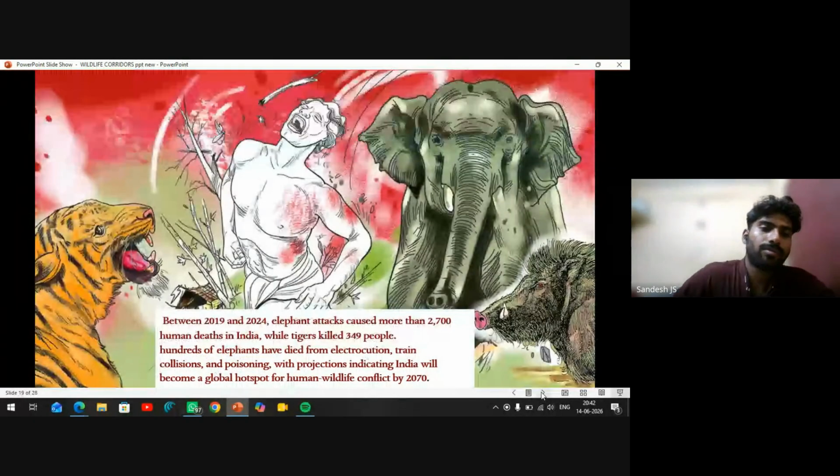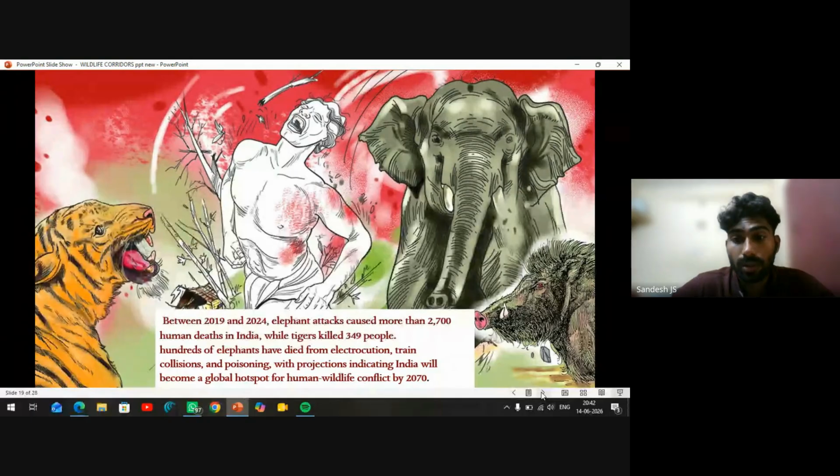Between 2019 and 2024, elephant attacks caused more than 2,700 human deaths in India, while tigers killed 349 people, and hundreds of elephants have been electrocuted or killed by trains and poison. As per a recent report, with projections indicating that India will become a global hotspot for human-wildlife conflict by 2070.